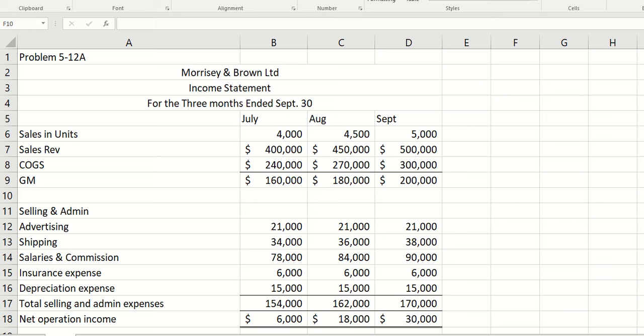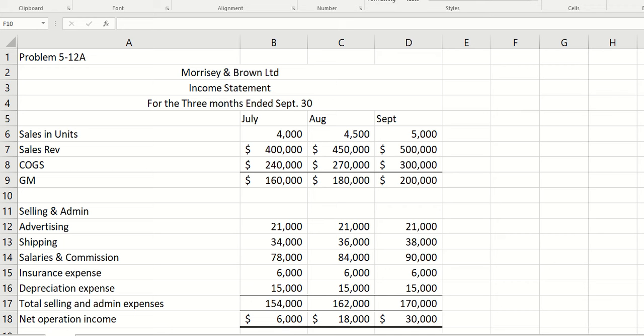Identify each of the company's expenses, including the cost of goods sold, as either variable, fixed, or mixed. Using the high-low method, separate each mixed cost into variable and fixed elements. State the cost formula for each mixed expense. Redo the company's income statement at the 5,000 unit level of activity. So let's just start off.